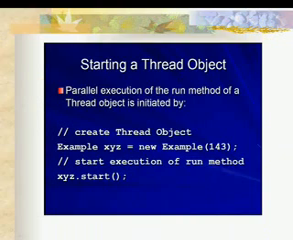By initializing the Thread class, we can create a new thread object. Here our class name is Example and our thread name is xyz. To start the execution of the run method, to run the thread, we use the start function. That means our thread is xyz, and by calling xyz.start we can start our thread object.